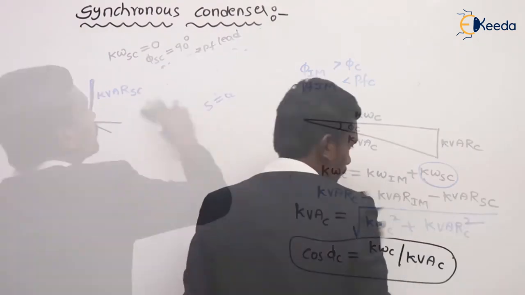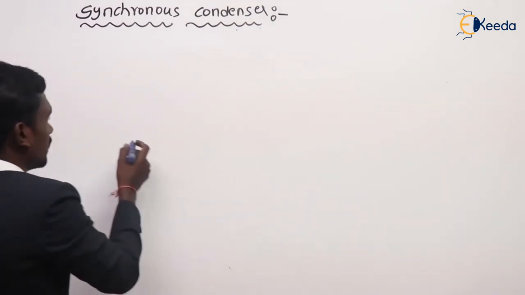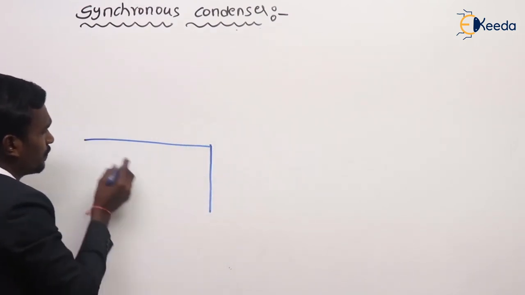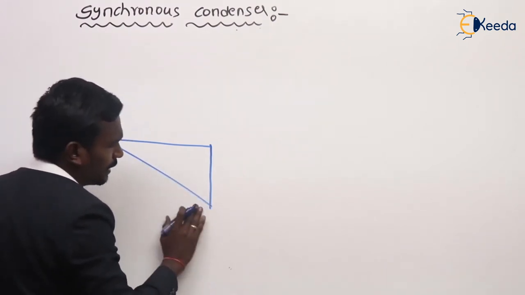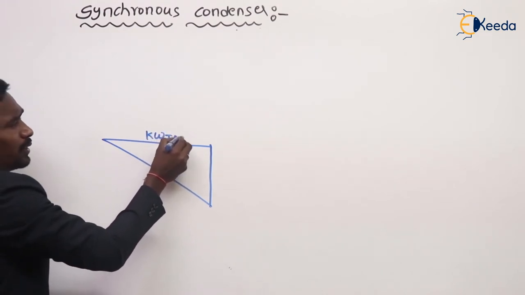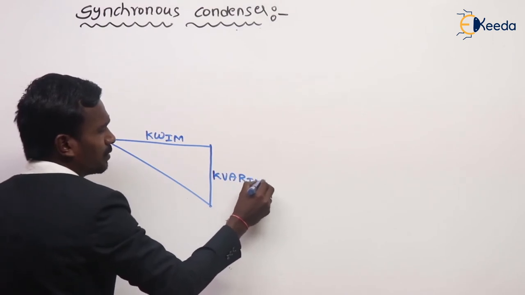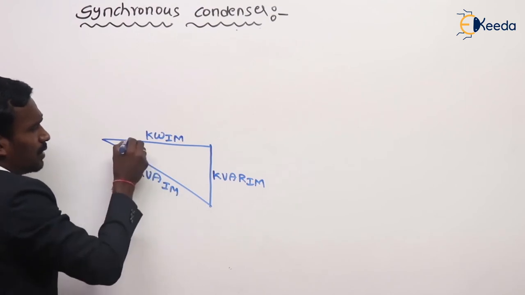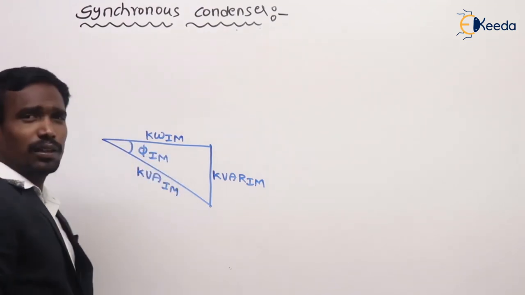Let's see here. So, for example, take this is the induction motor, the induction motor which is operating in an industry. This is the KW of my induction motor, KVAR of my induction motor, KVA of my induction motor, and the power factor angle of my induction motor.